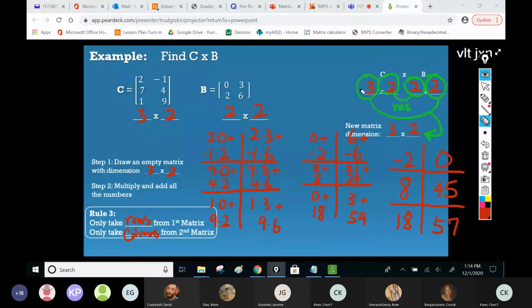All right, so there you have it. This is the final answer right here. So get rid of these. So your final answer is this 3 by 2 matrix with 6 numbers.